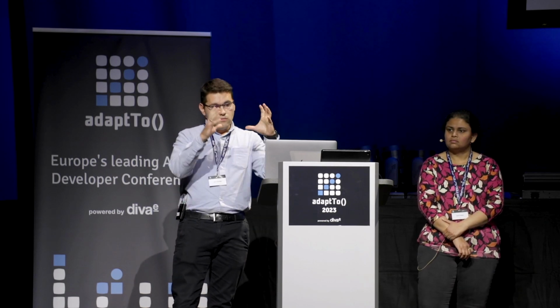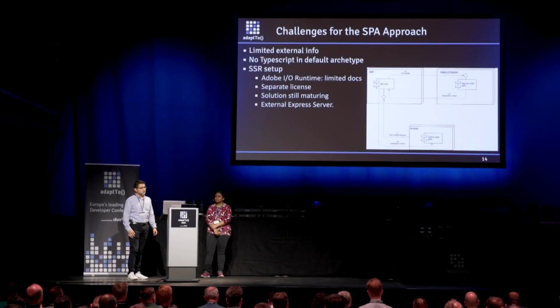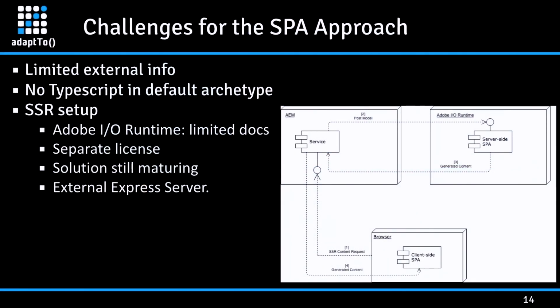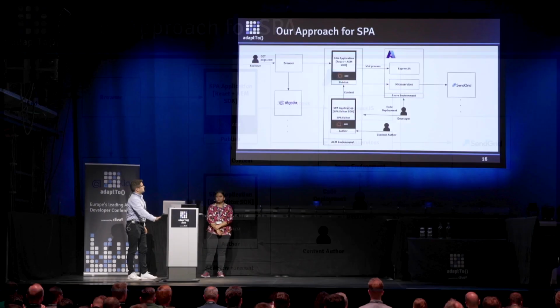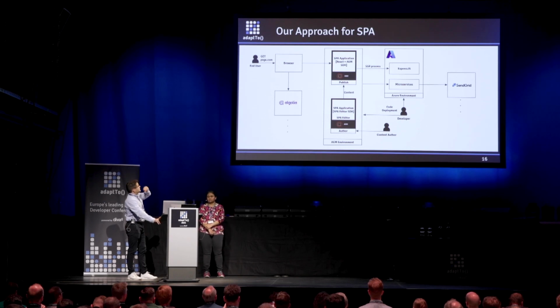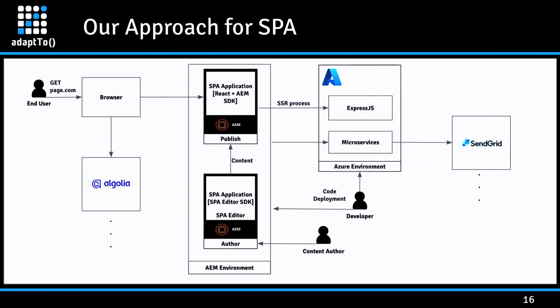So instead of Adobe IO Runtime, that is the last box that you see there, we put an Express.js server in Azure. So our approach for SPA looks like this. As you can see, we have an AEM environment, and AEM has a publish, has an author environment. And the publish instance is the one that will make the post call to an Azure environment where we have Express.js.